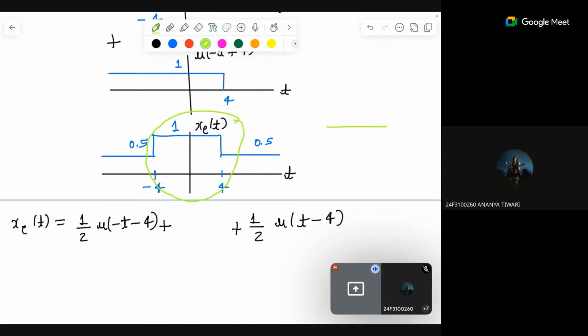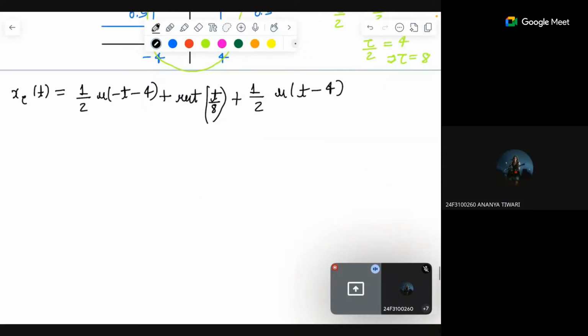So what is my rect signal? I told you to remember A rect of t by tau. Do you remember that? It goes from minus tau by 2 to tau by 2. A we can see is 1. Tau by 2 is 4, so that gives me a value of tau to be 8. Right? So this is my signal. Is this clear?